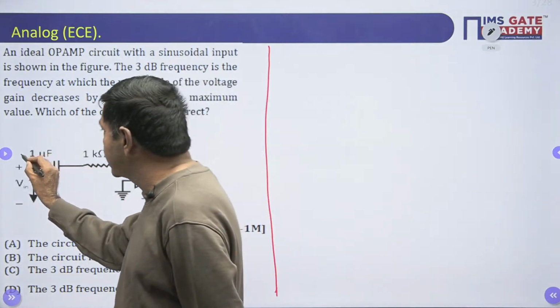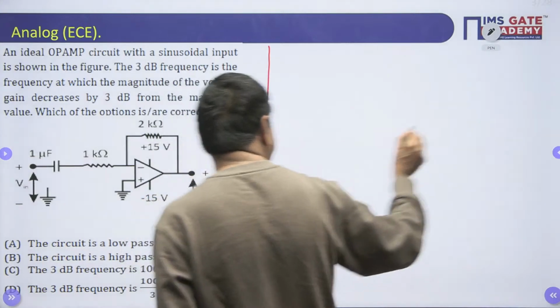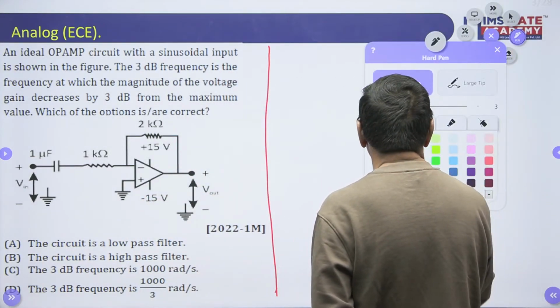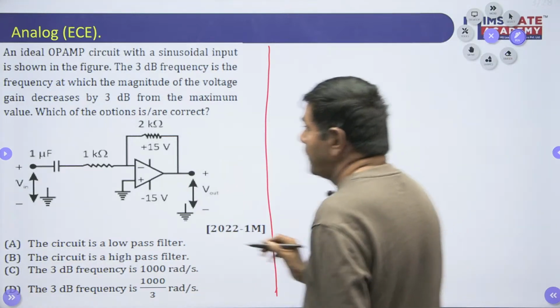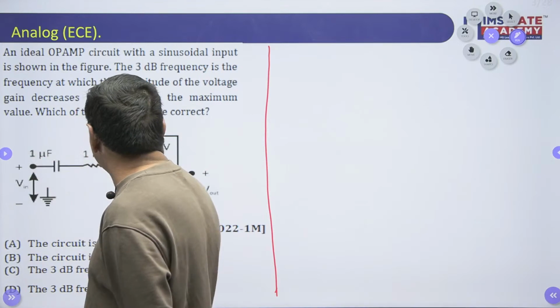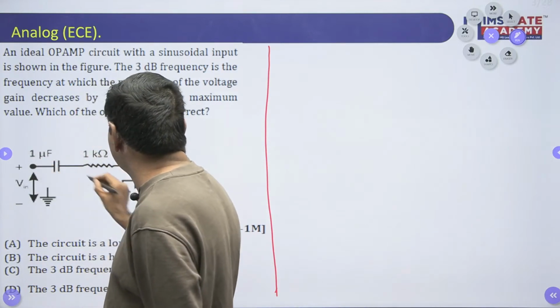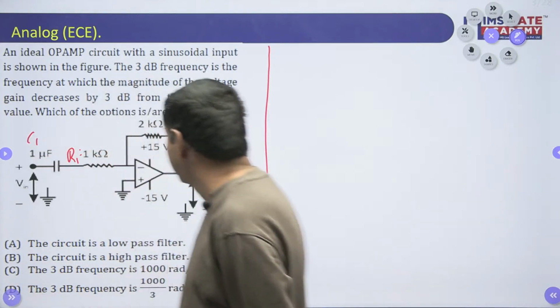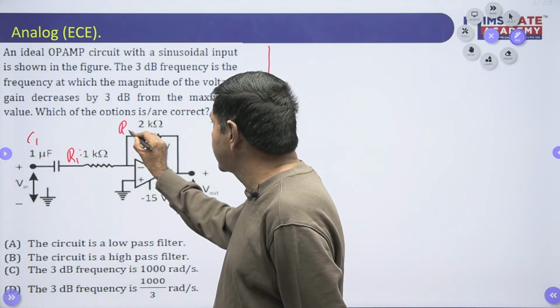This is the capacitor C1 I can take here. This is C1, this is R1, this is the C1 value. And this I want to take as the R2 value only.